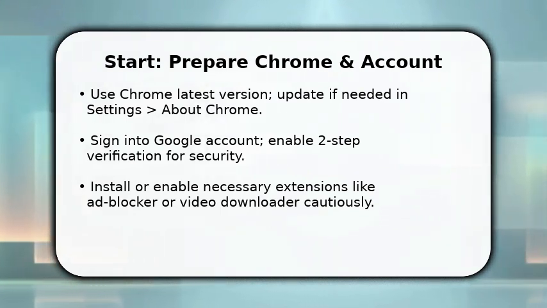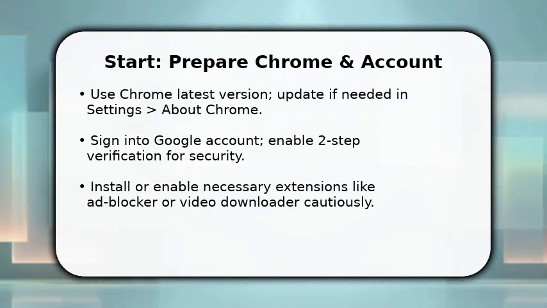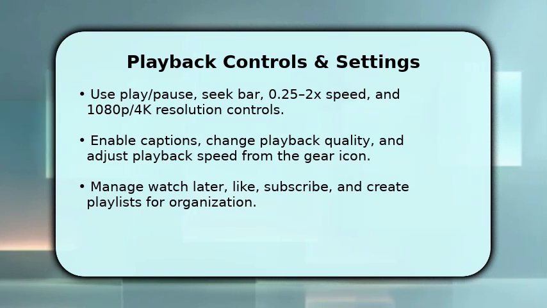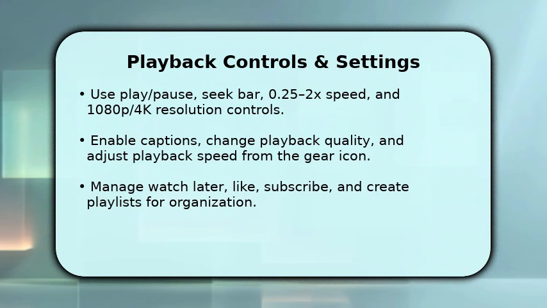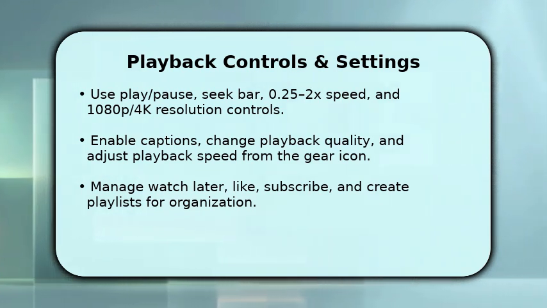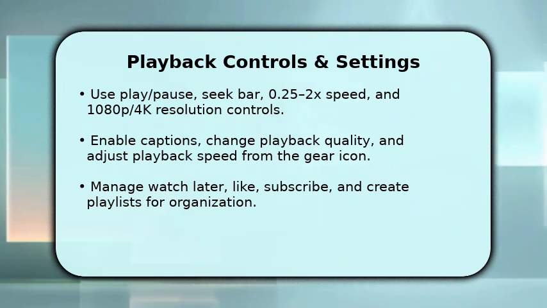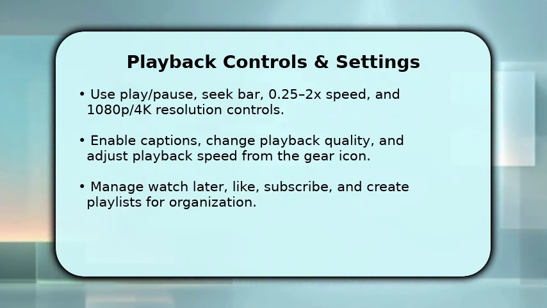Now that prerequisites are set, navigate to YouTube, and let's load a channel or video to start. Once a video loads, learn the playback and quality tools so you control the experience. Use the spacebar or play button to start and stop, drag the seek bar to jump, and open the gear icon to change resolution or speed. Lower quality saves bandwidth, higher quality shows detail. Turn on captions for dialogue or noisy environments, and use annotations/chapters to skip sections.